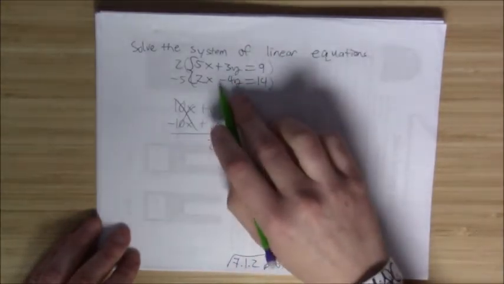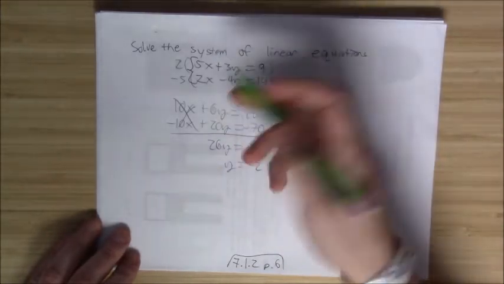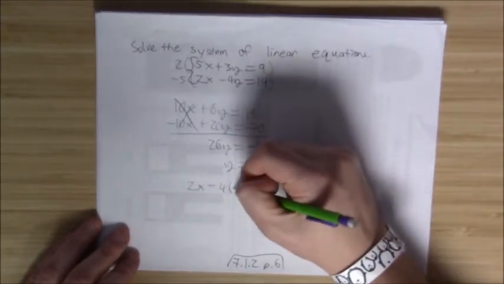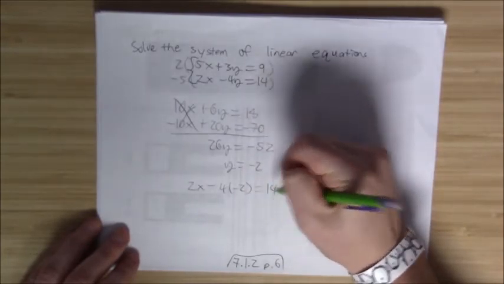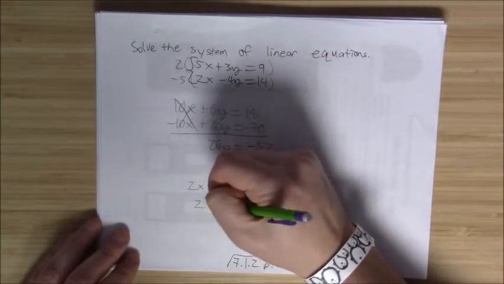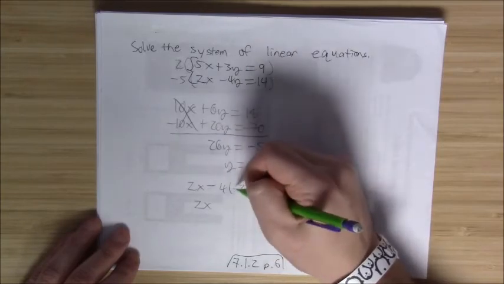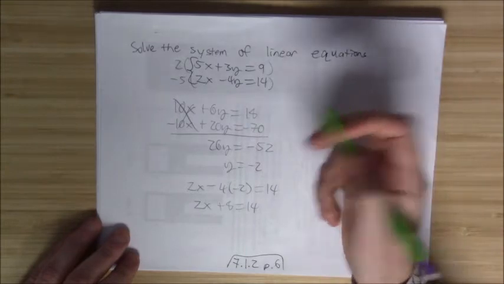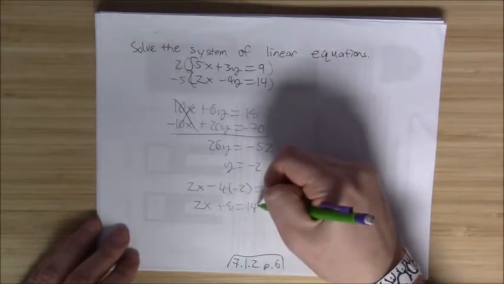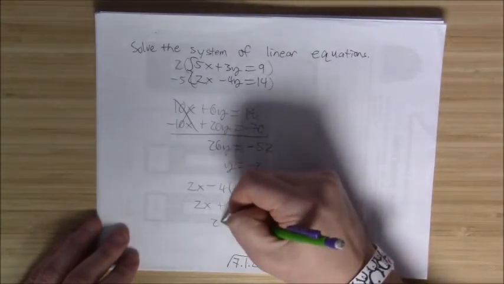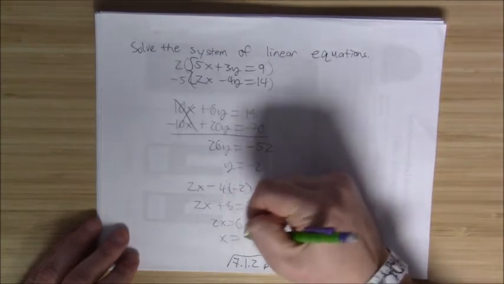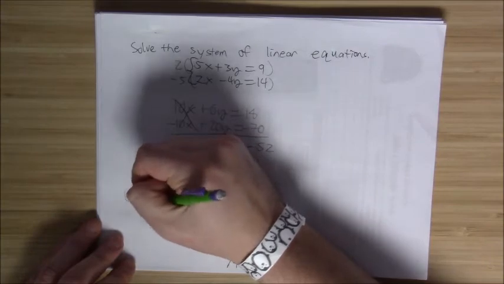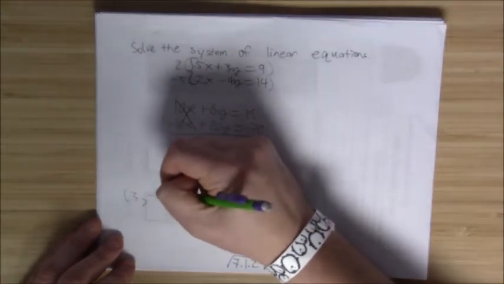I can substitute into either of the two equations. Let's substitute in the second equation. So I get 2x minus 4 times negative 2 equals 14. So I have 2x plus 8 equals 14. Subtracting 8 from that side, I get 2x equals 6, so x equals 3. So my solution is (3, negative 2).